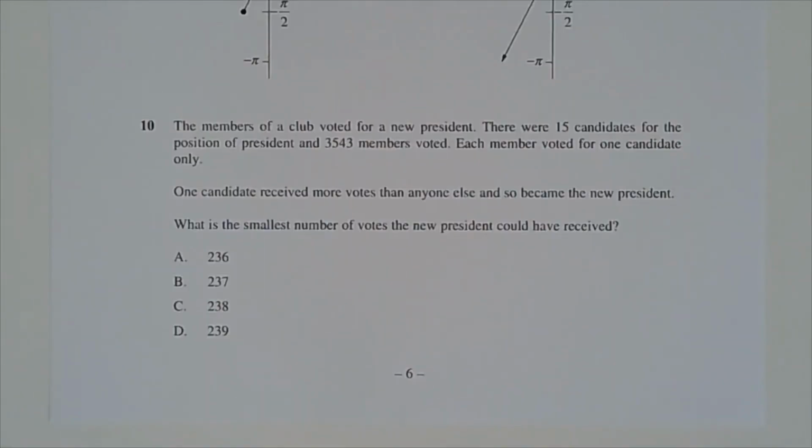Question 10. The members of a club voted for a new president. There were 15 candidates for the position of president and 3,543 members voted. Each member voted for one candidate only. One candidate received more votes than anyone else and so became the new president. What is the smallest number of votes the new president could have received?